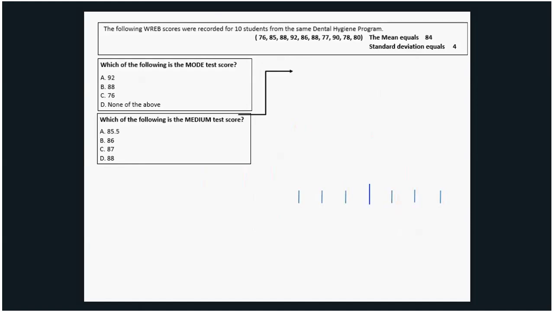So we've got a 76, an 85, got an 88, 92, 86. That's our second 88. 77 and 90, 78 and an 80. So our mode is going to be 88. We've got 2 88s. Which of the following is the median test score? So again, with this, you're looking at here, and we know 1, 2, 3, 4, 5, 6, 7, 8, 9, 10. We're going to have to add and divide.